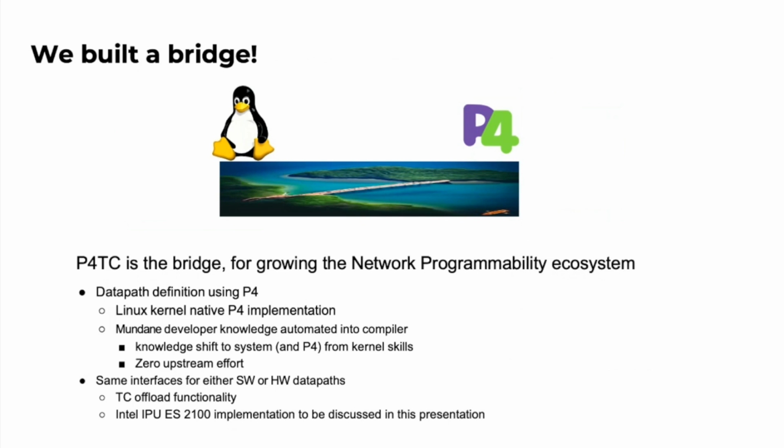So we have a knowledge shift from low-level skills, kernel, deciding whether API A is the best choice or B is the best choice, towards systems, a knowledge shift towards P4. There is no upstream effort. There is the same interface for either software or hardware data path, this concept of digital twin that I keep talking about.